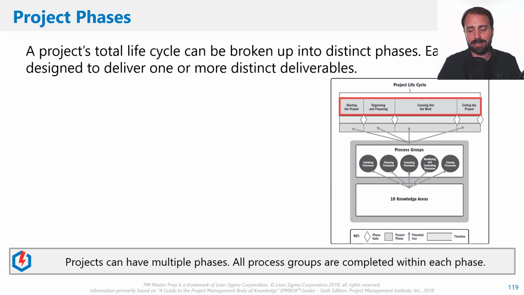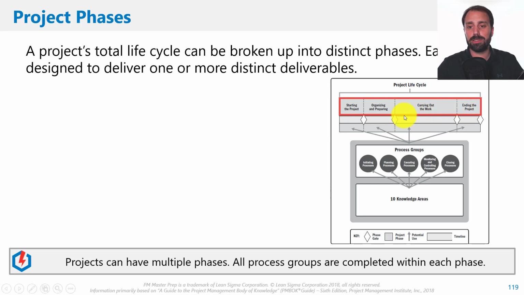So the phases in this example that's highlighted in red, this total life cycle from beginning to end is broken up into distinct phases, each with a distinct deliverable or purpose. So in this example, the first phase, I'll highlight it, is starting the project. So that is one phase. And you see that there's a breakup here. There's a line right here, and we'll talk about that in a second. The second phase is organizing and preparing, and you see the third phase and the fourth phase. So each phase is put into the life cycle.